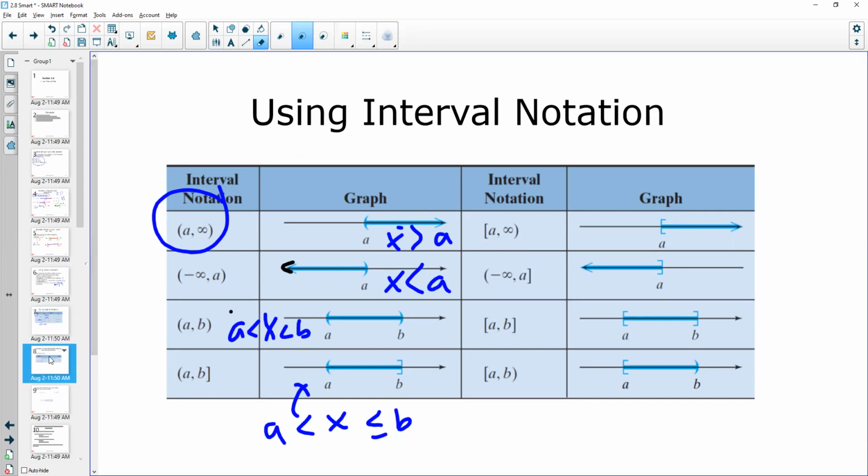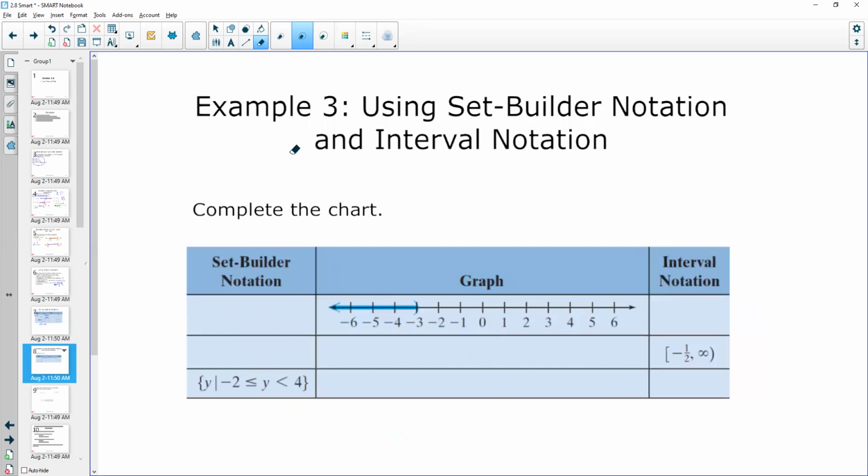This is what's called interval notation. So let's see what we can do. Set builder is this other kind of notation. Set builder is really different. We're going to do that in a sec though. So interval notation for this graph is from -3 to the left. So it's going towards negative infinity. And it starts at -3.